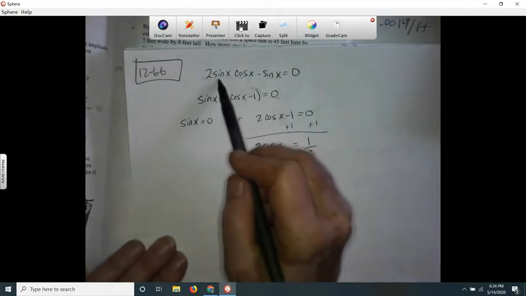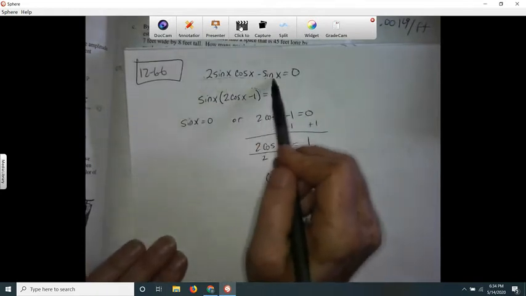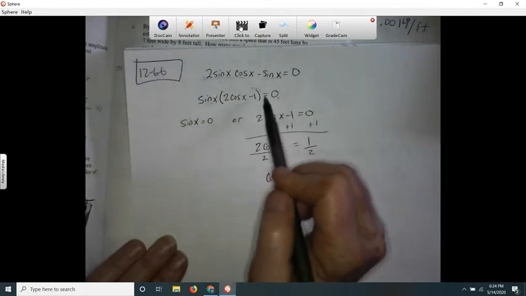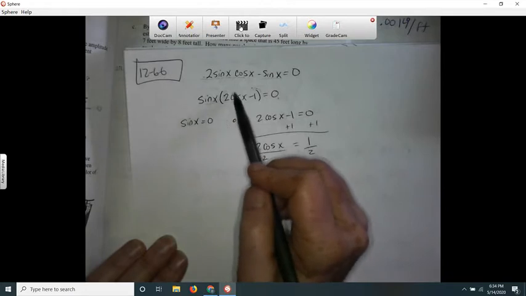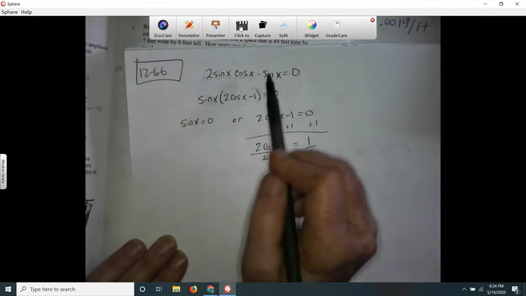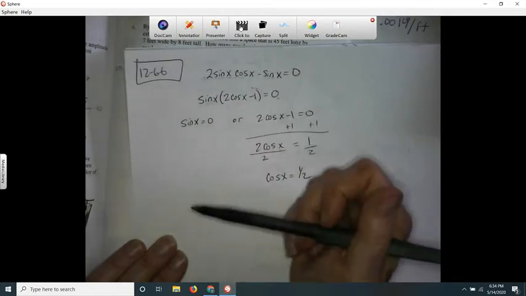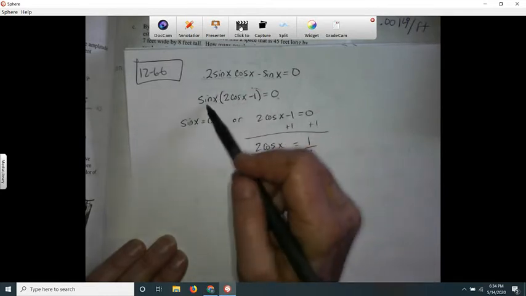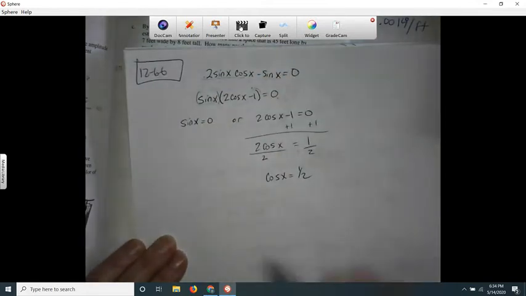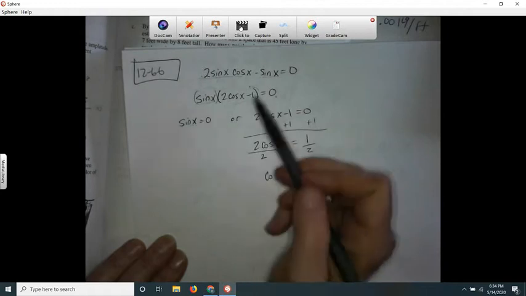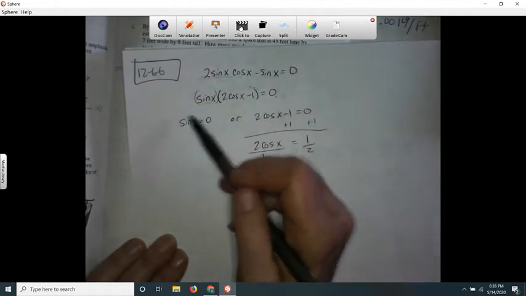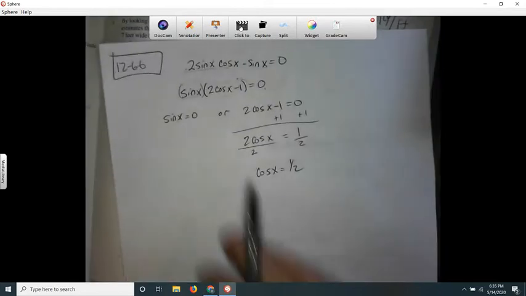So I see that both terms have a sine x, so I'm factoring it out. If I wanted to check that I did it correctly, I could multiply sine x times 2 cosine x, and I'd get this, and sine x times -1. So I just factored out the greatest common factor. Then I'm going to set each factor equal to 0. So either this thing equals 0 or this part equals 0. This one's already set equal to 0.